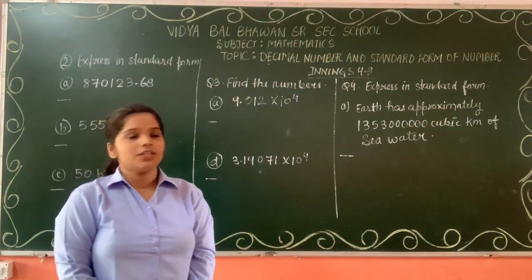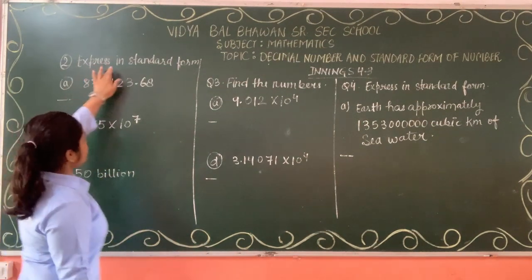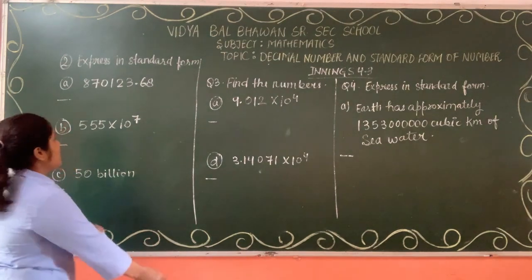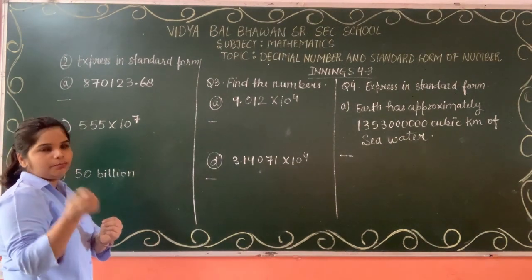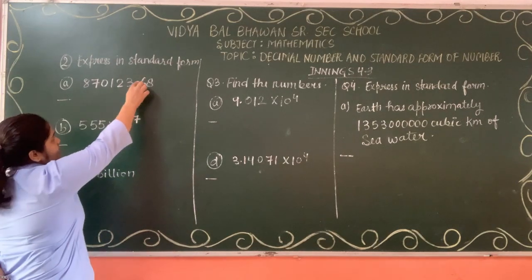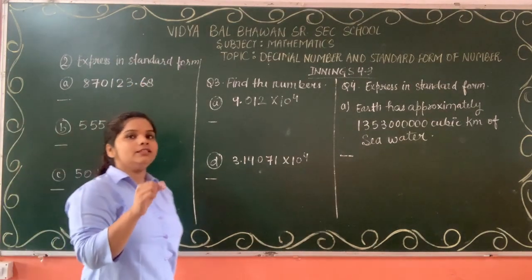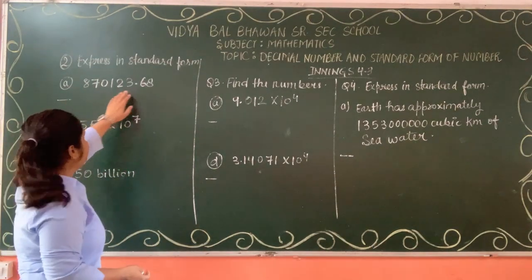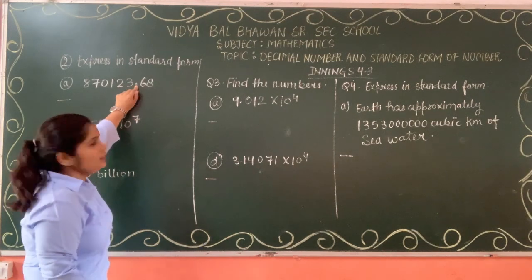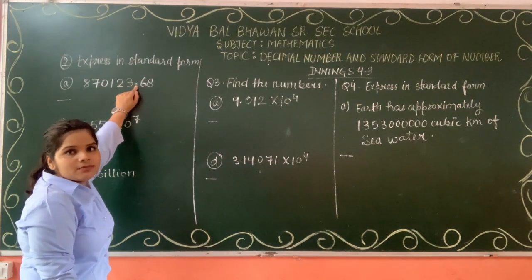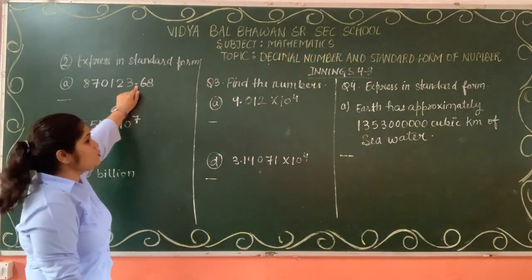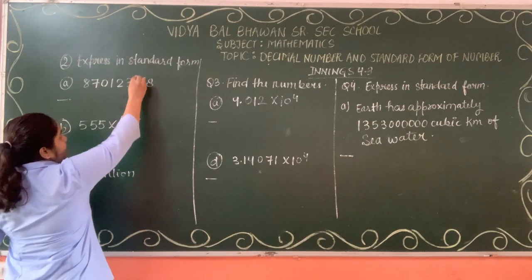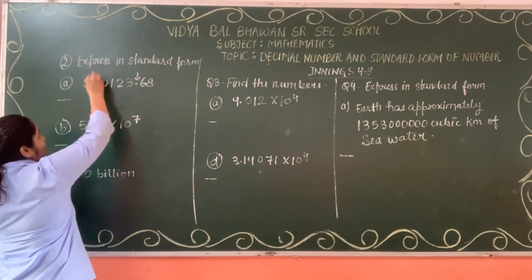Let's move to the next question. Express in standard form. Again, we are going to do the same question, but a little different part. Look at this. Standard form means the decimal should be just after first digit, first digit from the left side. You can see here the decimal is already placed, but it is at the wrong place. It should be here after first digit. It is here right now, but it should be here in between 8 and 7.